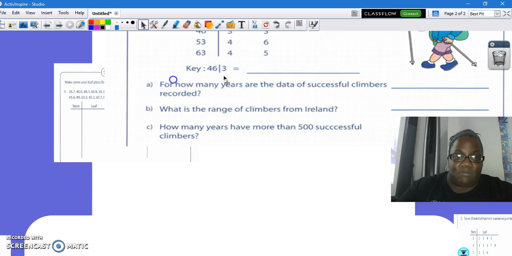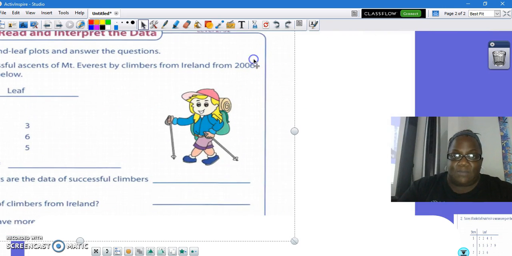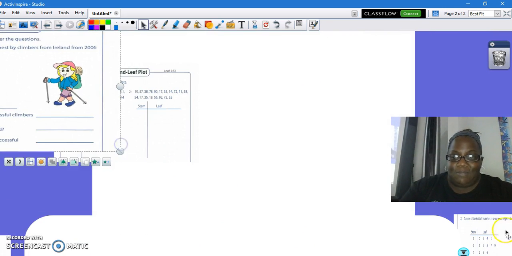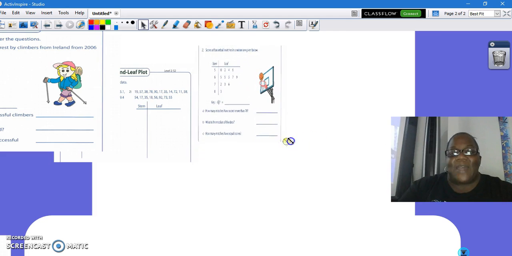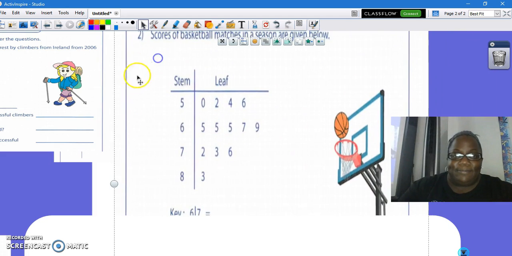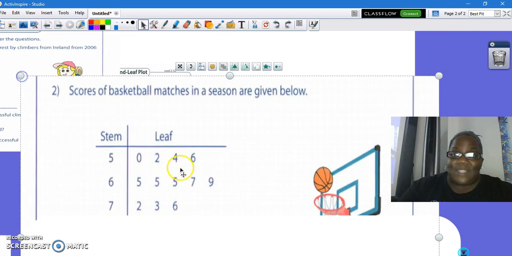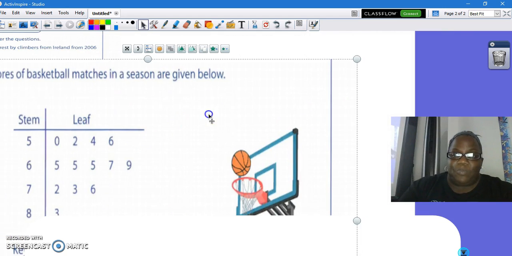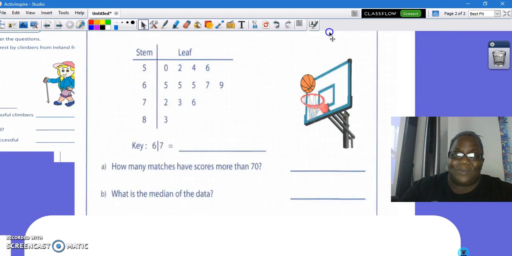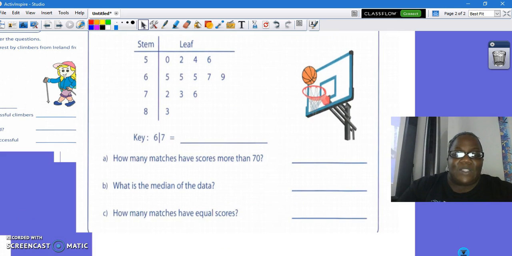And the last part for you 8th graders. The second picture looks something like this. The basketball picture. We're playing basketball. Okay, so now, here we go.